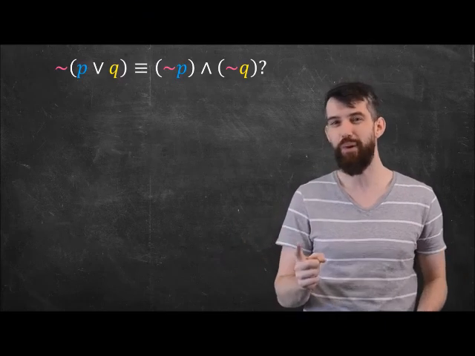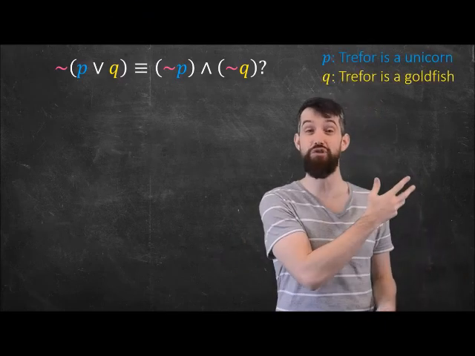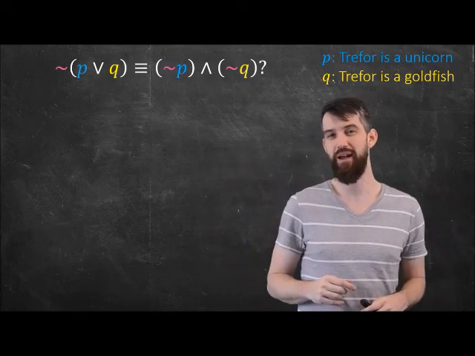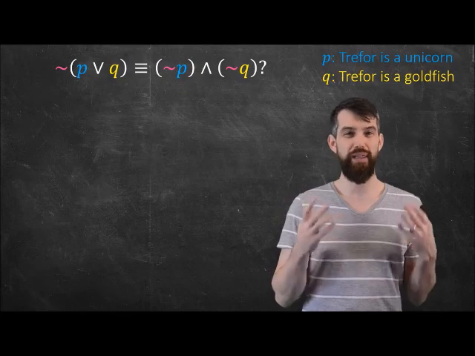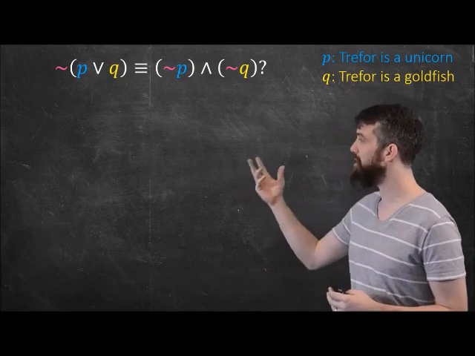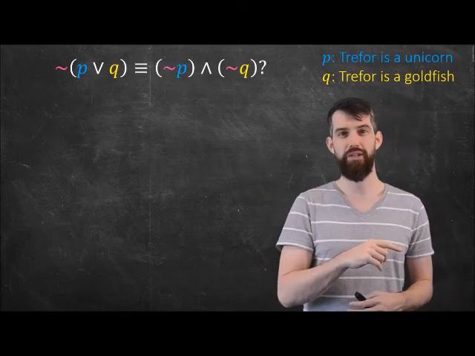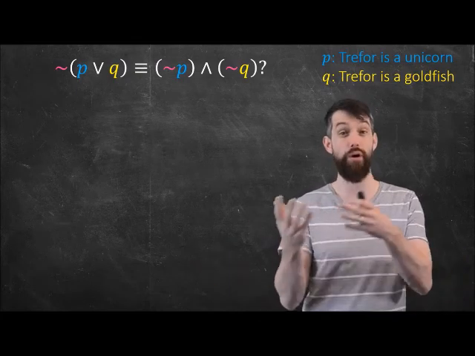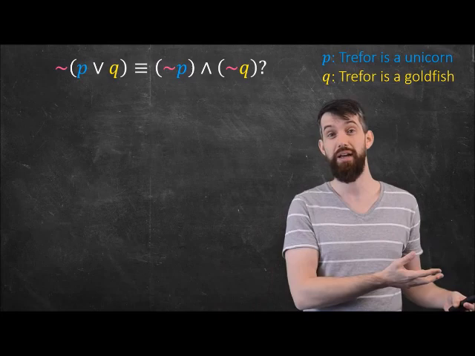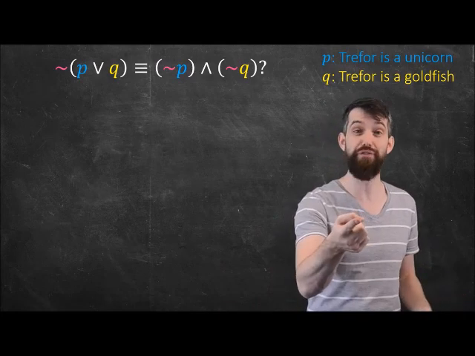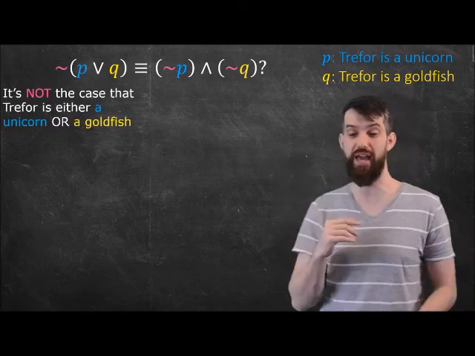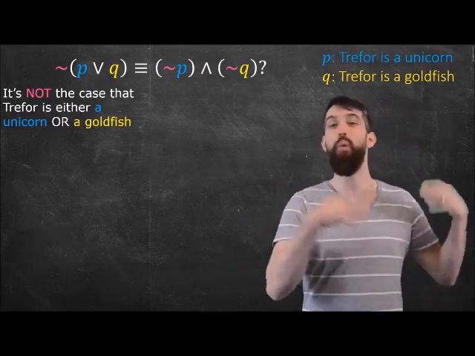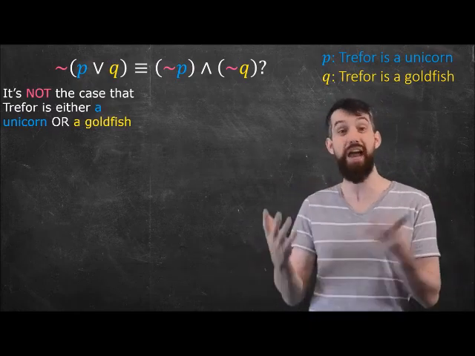So, for example, what if I set P to be "Trevor is a unicorn" and Q to be "Trevor is a goldfish"? Something ridiculous. Now, if I think about the left-hand side here, the not (P or Q). So P or Q stands for Trevor is a unicorn or Trevor is a goldfish. And then when you put a not all the way out the front, what you're saying is that it is not the case that Trevor is either a unicorn or a goldfish. That's one way I could come up with an English sentence for that logical expression.